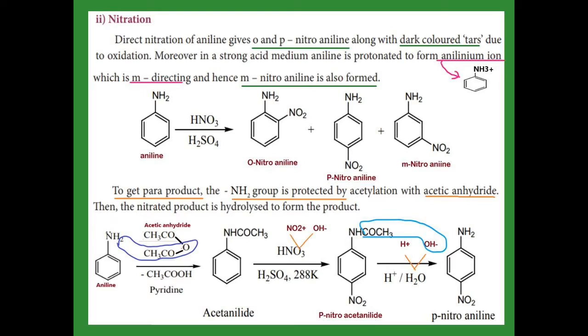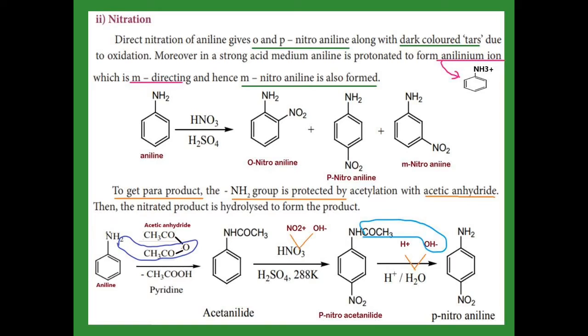Nitration. When aniline is nitrated with nitric acid and concentrated sulfuric acid, the amine group is an ortho and para directing group, so we get ortho-nitroaniline and para-nitroaniline. See the product. Afterward, we also get colored tars, because of oxidation. Another point is that a strong acid medium is used here.